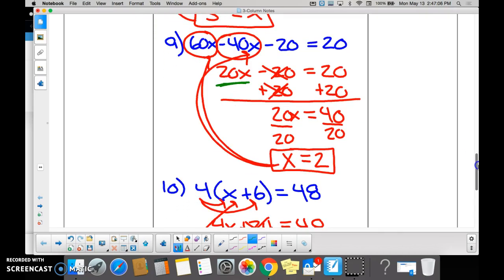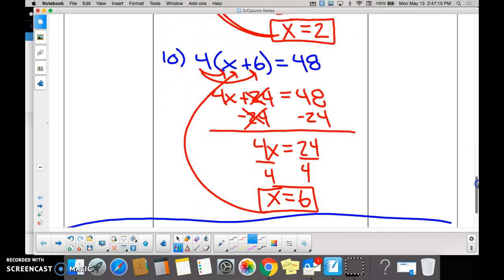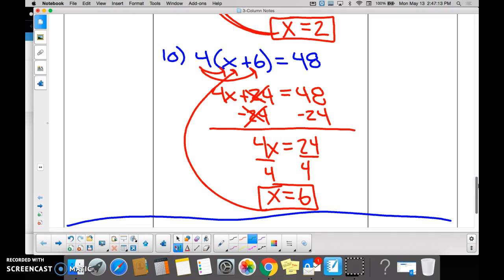Last problem we did, 4 times x plus 6 equals 48. What did we do first? We distributed the 4 to the x and the 6. What's 4 times x? 4x. What's 4 times 6? 24. It's equal to 48, right? What's being done, or what's our goal? Isolate the variable. What's being done to the variable? Multiplication. Addition. What's easiest to undo? Addition. The addition is the easiest to undo, Riley?